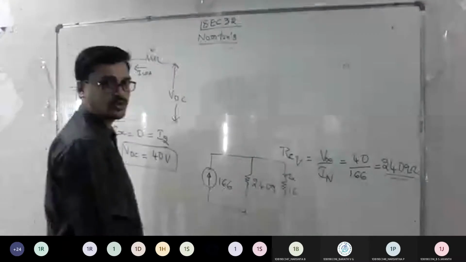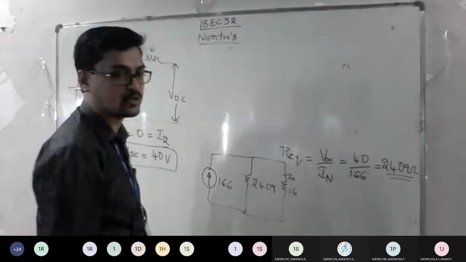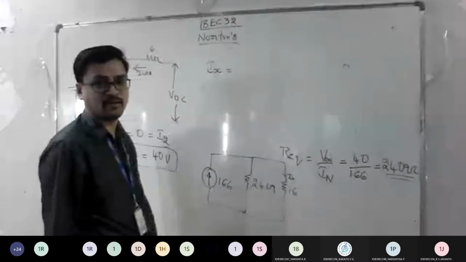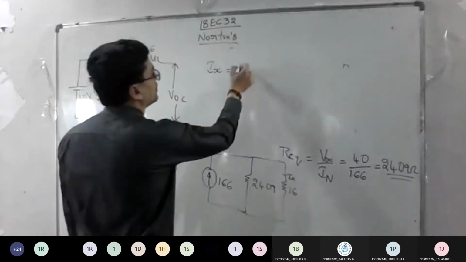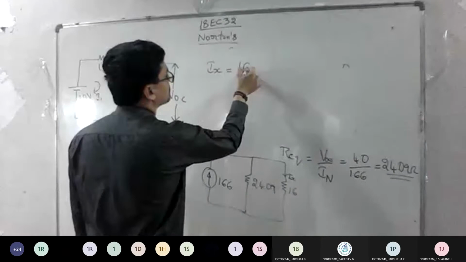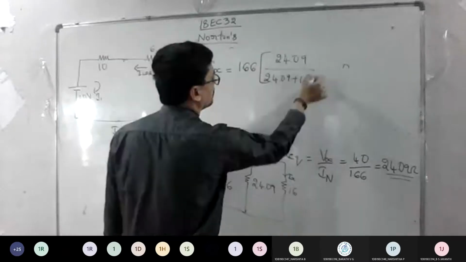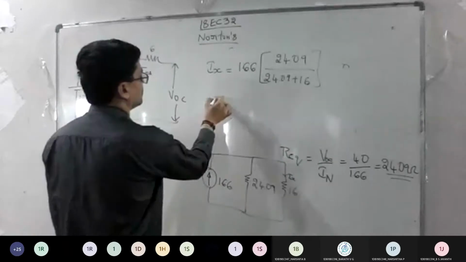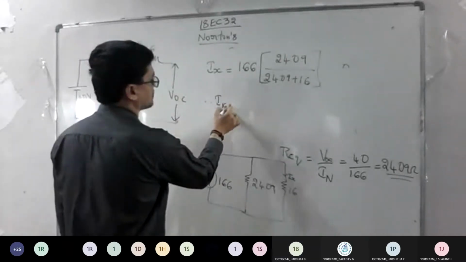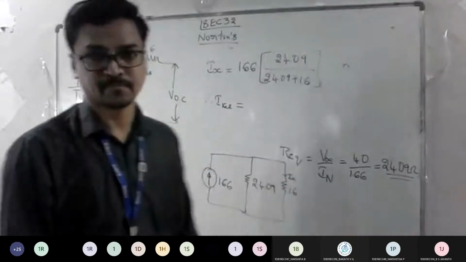So you need to find the current across 16. I told you to apply what type of formula, the current divider; for one branch current you can go with the branch current formula. So the main current is 1.66 into 24.09 divided by. Can you remember this formula here? Do you remember this formula? Now across 16 ohm, what is the answer?